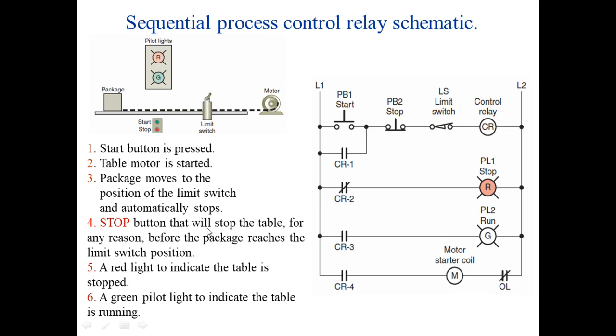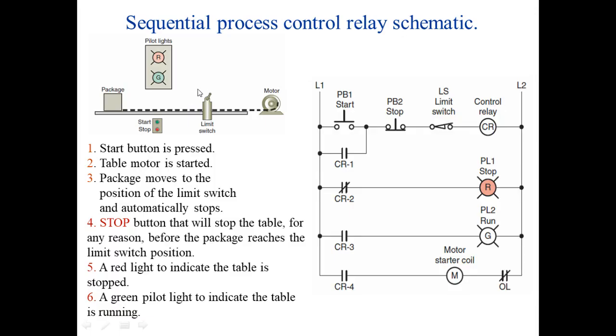The stop button will stop the table for any reason. So normally in real applications, the stop button is used for emergency stop. In any condition, when the stop button is pressed, all the process will be stopped automatically. It has two lights here for indication: a red light to indicate the table is stopped, and a green light for the table in running condition.